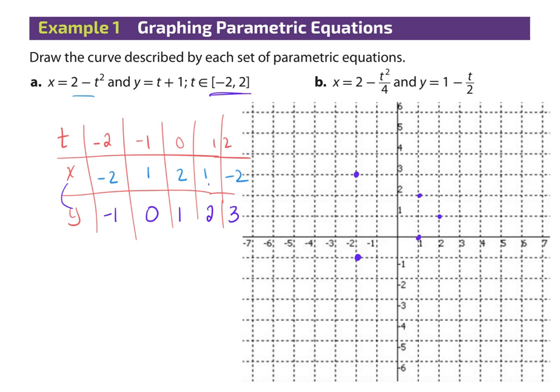So if I were to sketch this particular graph, I would sketch what looks like a sideways parabola here that stops, all right? My parabola stops. That is an example of a parametric equation and graphing it with this. All right, so let's try one.